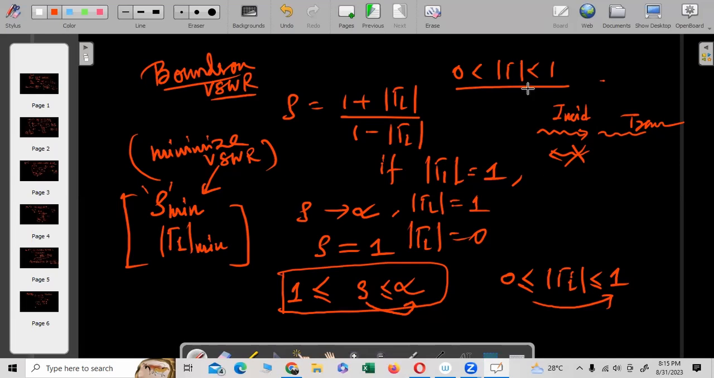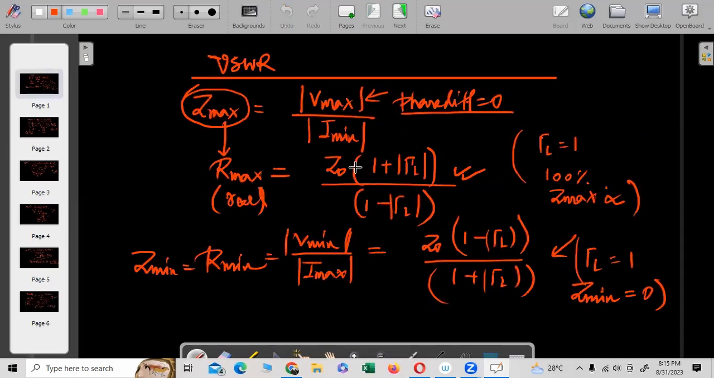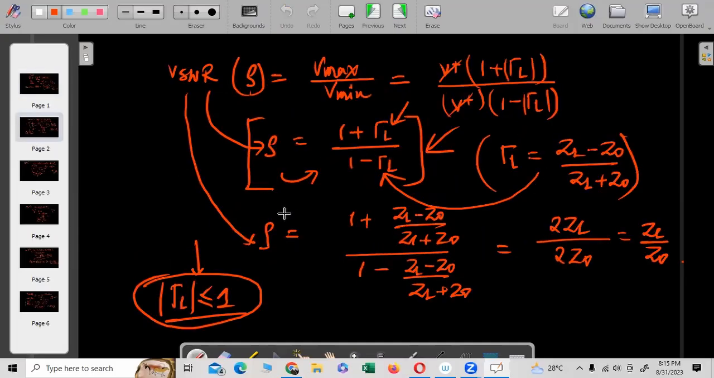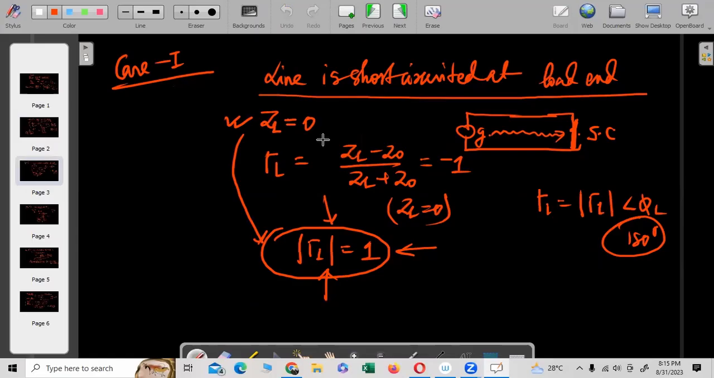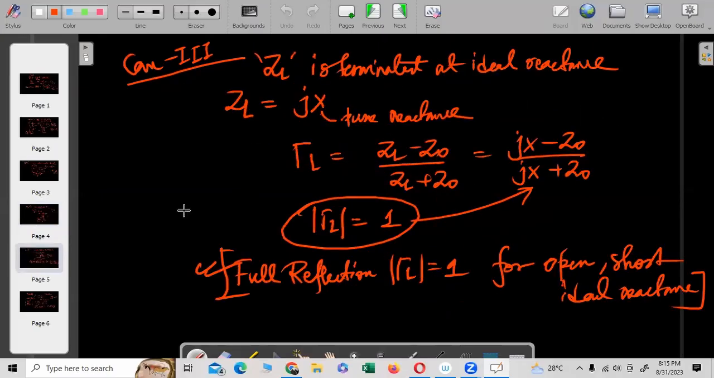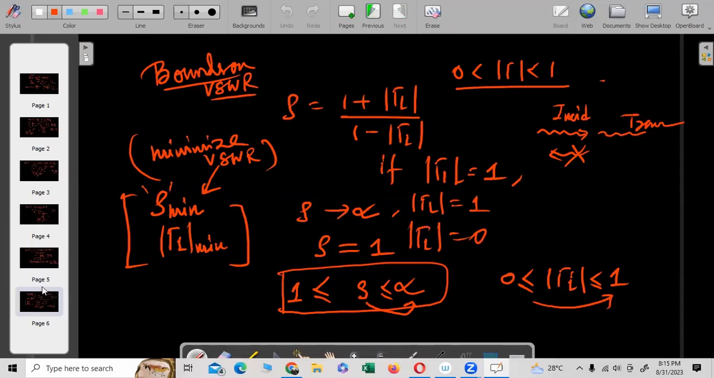Any confusion up to now? Very slowly I am going. What is VSWR? What are the bounds of VSWR? And what are the cases if the line is short circuited, open circuited, terminated in ideal reactance? All are very important for your CIE. One or two questions may come for VSWR. Some numericals may come, like find VSWR if reflection coefficient is given. You can search on the internet, and anyhow, I will share later.